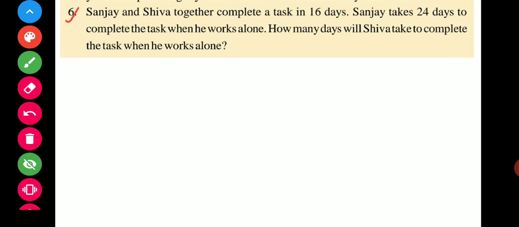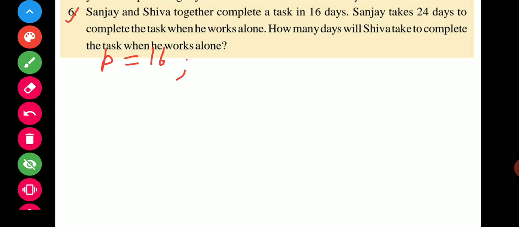Now see, Sanjay and Savita together complete a task in 16 days. Sanjay takes 24 days to complete the task when working alone. How many days will Shiva take to complete the task when he works alone? Now let us complete this question. Sanjay and Shiva together complete the task in 16 days. That means P is given as 16 days.